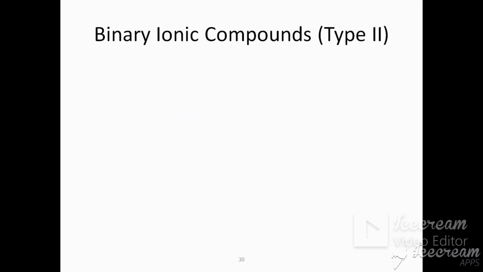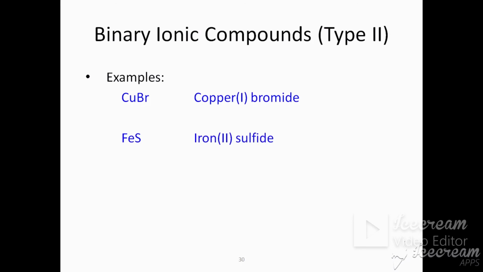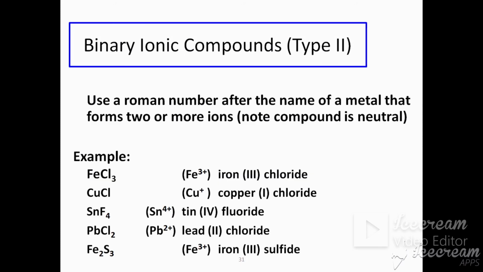Binary ionic compounds type 2. Examples: CuBr is copper bromide, FeS is iron sulfide, PbO2 is lead oxide. Binary ionic compounds type 2 use a Roman numeral after the name of a metal that forms two or more ions. Note: the compound is neutral.